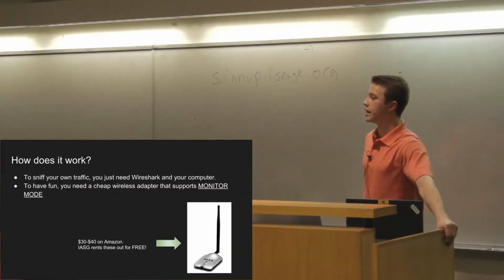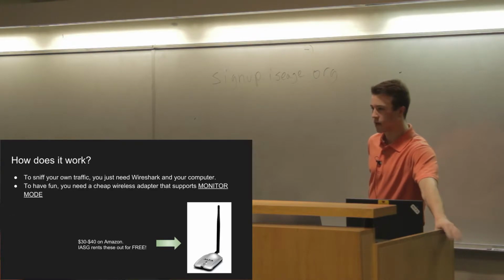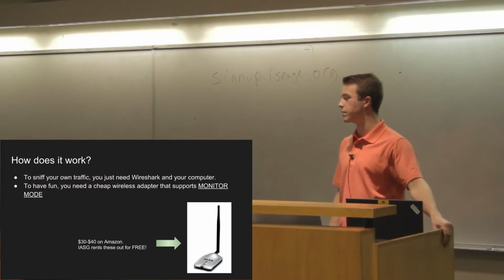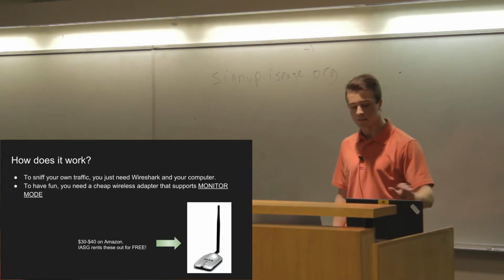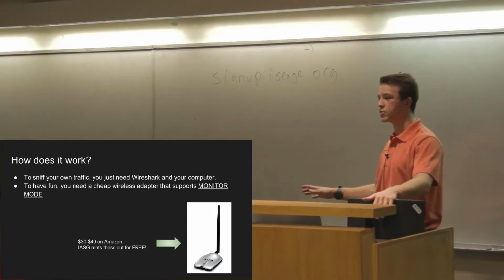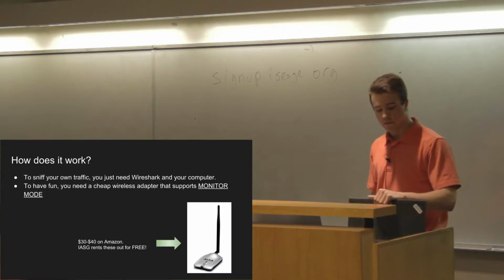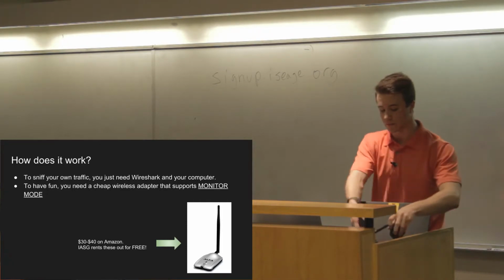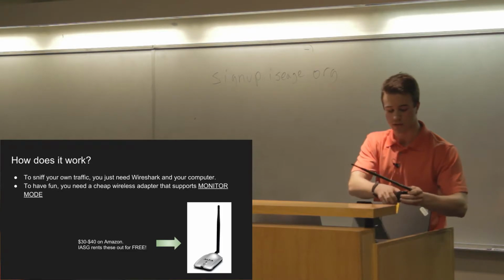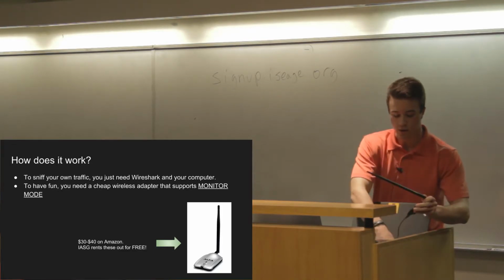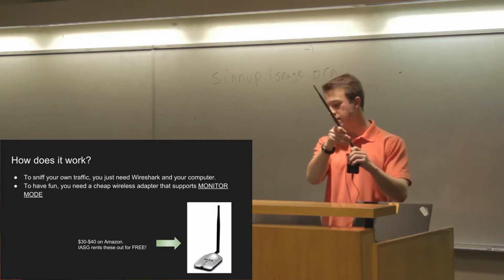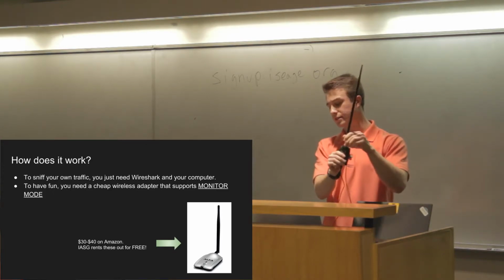So how does it work? To sniff your own traffic, all you need is your computer and Wireshark or some sort of application or package that can perform that task for you. To actually have some fun and look at a wider array of data coming from a lot of different devices, you need some sort of wireless adapter that has monitor mode. So I'll stress that part. If you can't put it in monitor mode, you're really only going to see the data from your computer and whatever that's contacting. So I've got here the Alpha, some long string, and at the end it says NHA.